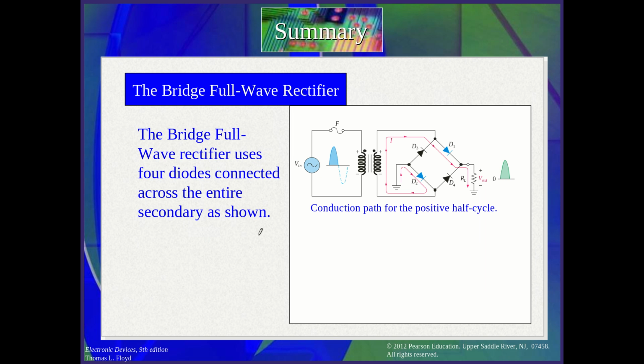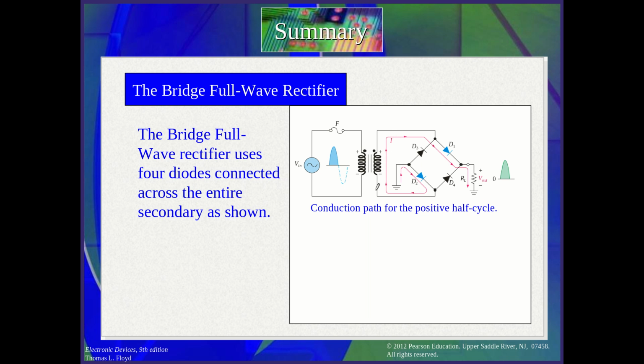Now there is another circuit that we use as a rectifier. We call it the bridge full wave rectifier. The bridge full wave rectifier used here, as you see, has 4 diodes connected like a bridge, and connected to the same transformer, but here without a center tap. It's not a center tap.